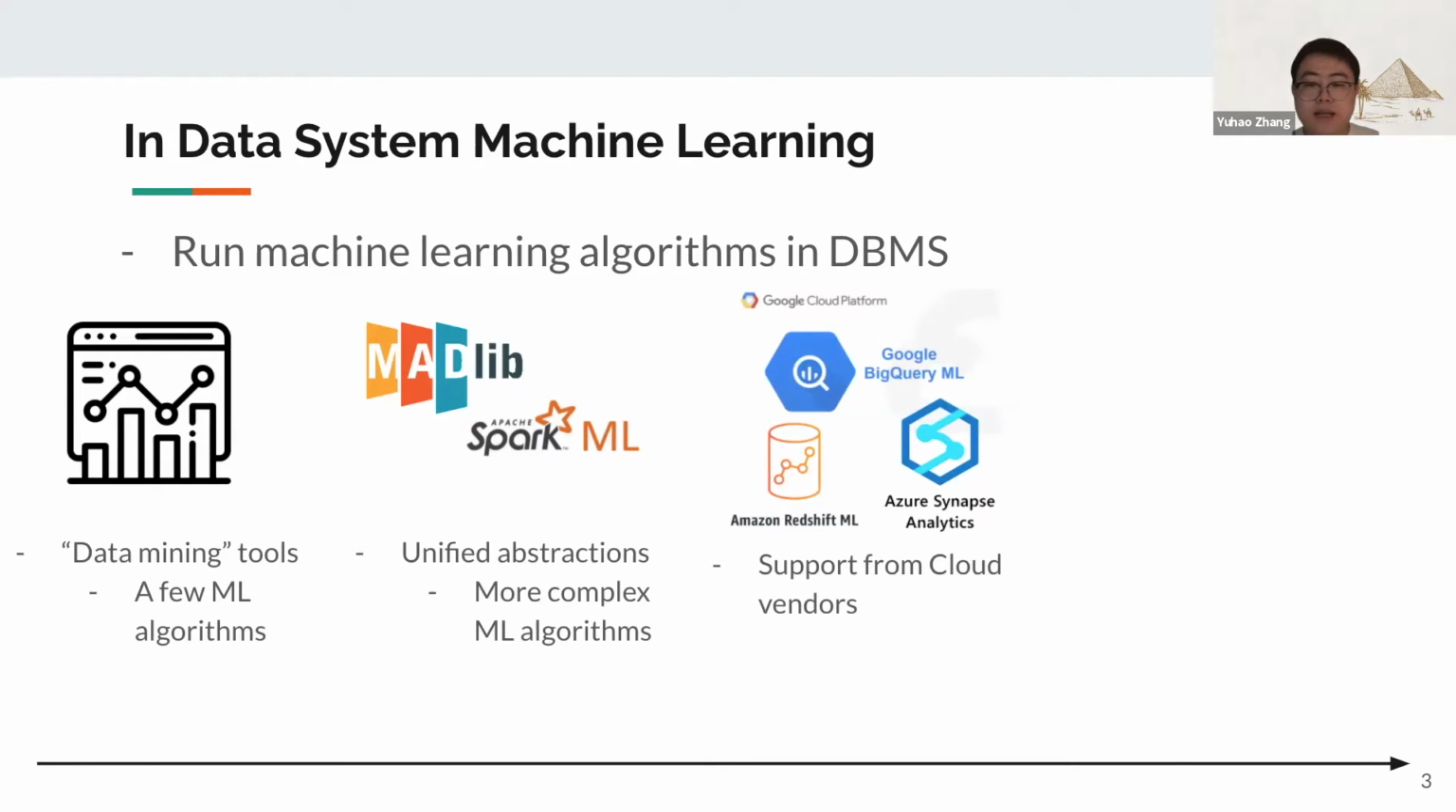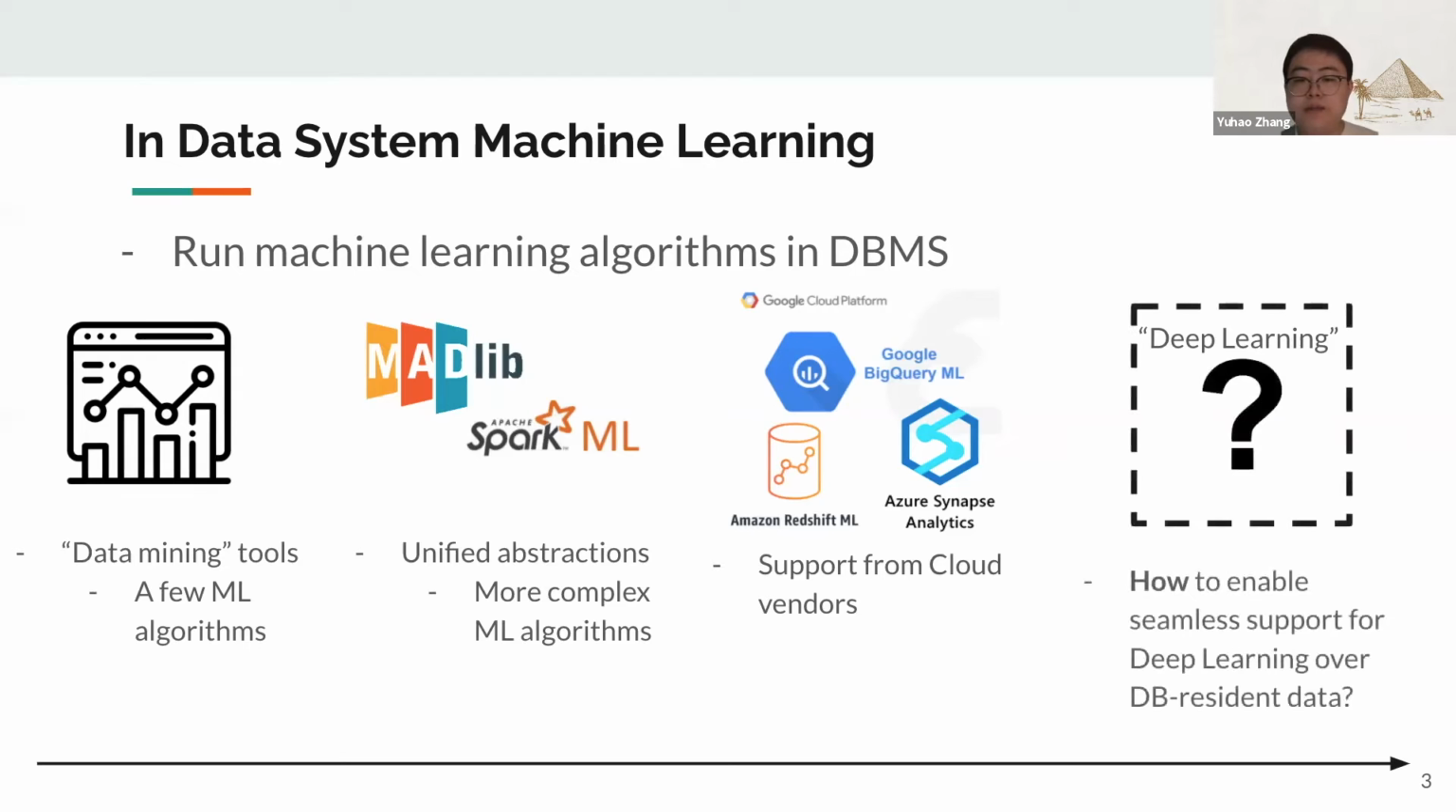Now, in the past decade, there has been this revolution of deep learning, and it's been so popular and widely adopted. In this context, people increasingly ask the question of how we can enable seamless support for deep learning over DB-resident data. That's what this work focuses on. We evaluate the how here and hope our work can help cloud vendors and our fellow researchers.